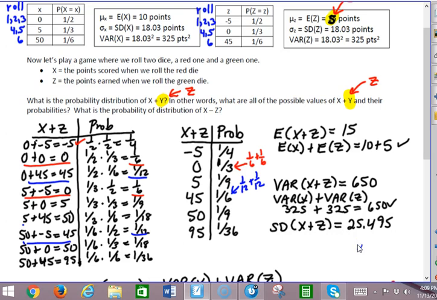So we know one thing, and this is important to know. The standard deviation of two random variables added together is not the sum of their standard deviations. So this is not equal to the standard deviation of x plus the standard deviation of z. You cannot add standard deviations. So what exactly did we do?